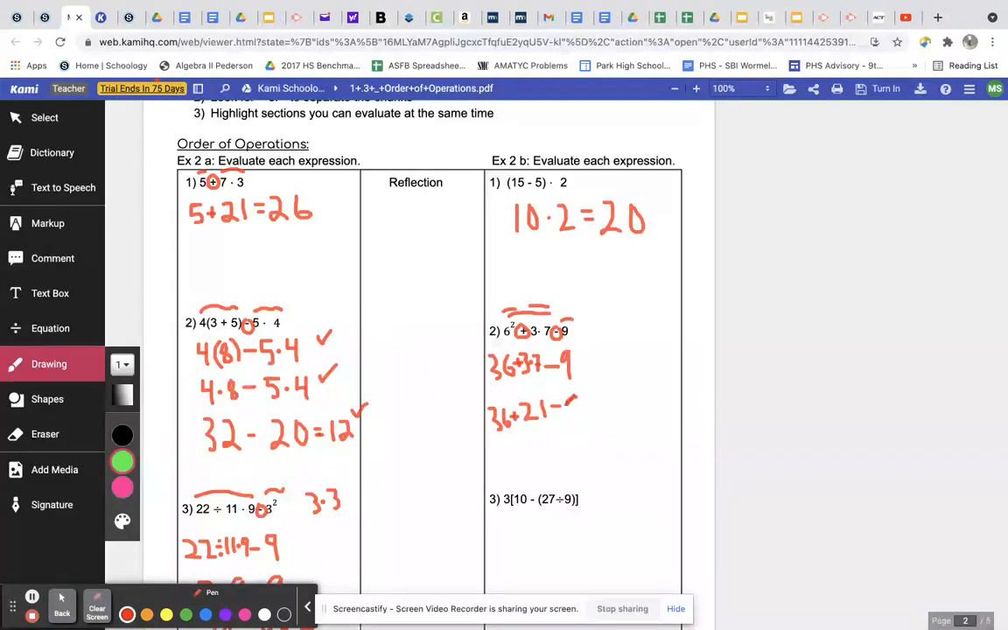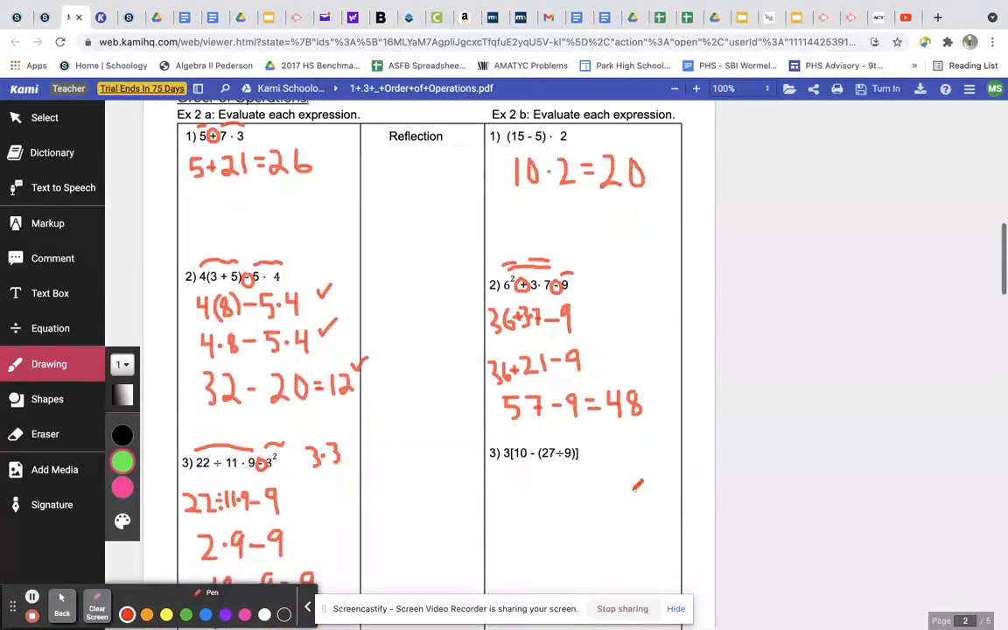minus 9. So we've got addition and subtraction. Let's do those in order from left to right. Adding 36 and 21, we get 57. And 57 minus 9 happens to be 48. Okay? So we write that down, and you are done with the second problem.